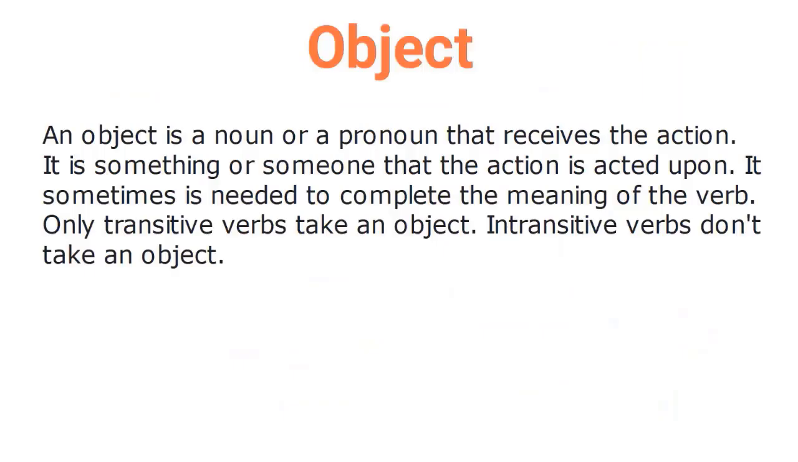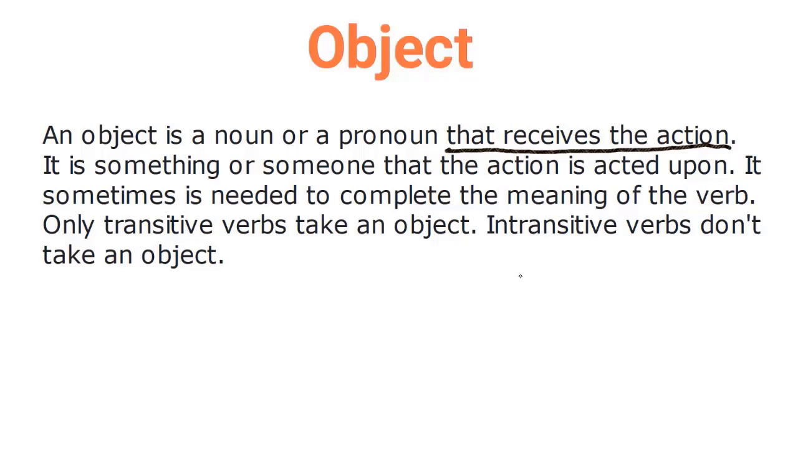The next element, an object. Now, what is an object? Before we talk about what an object is, there are two types of objects. When we talk about an object, we generally refer to the direct object. So let's understand what a direct object is. The direct object is a noun or a pronoun that receives the action. It's something or somebody that the action is directly acted upon.